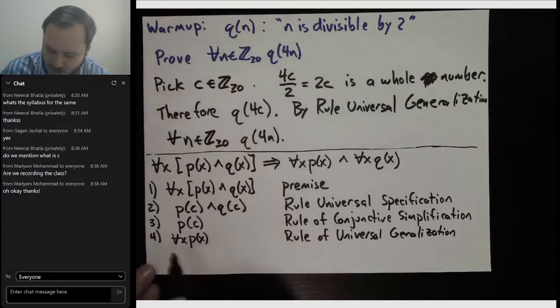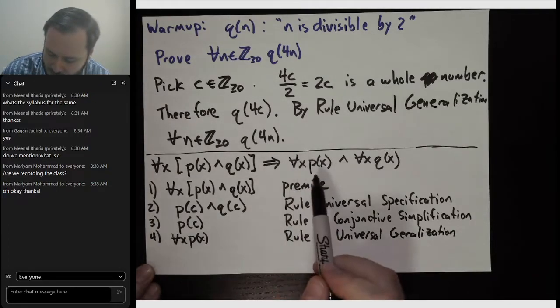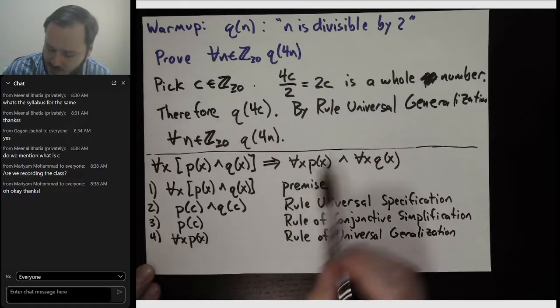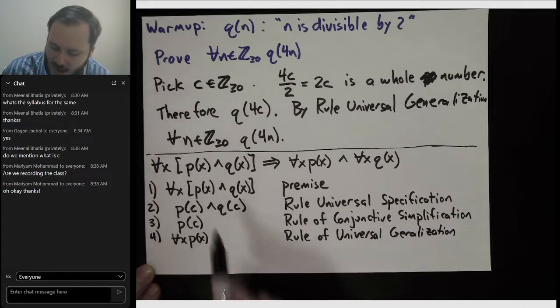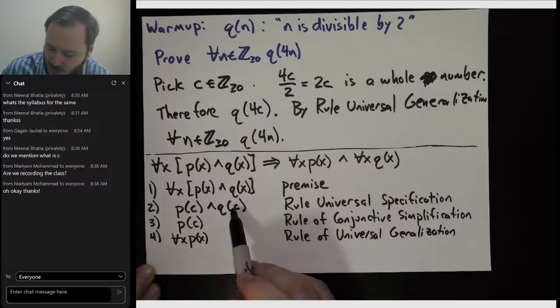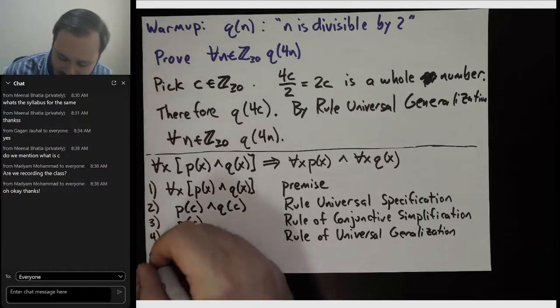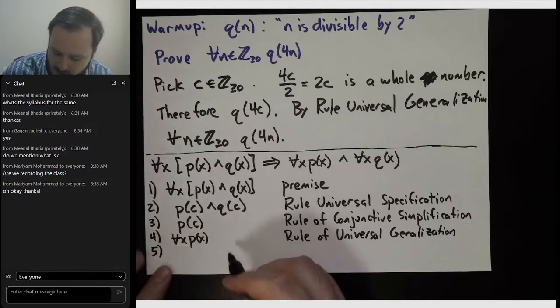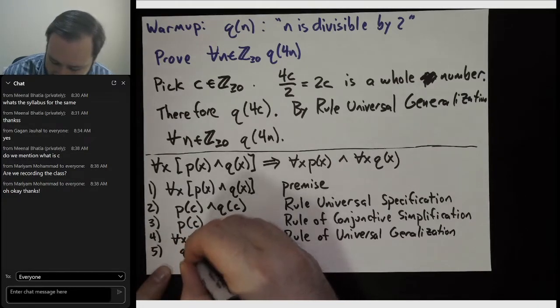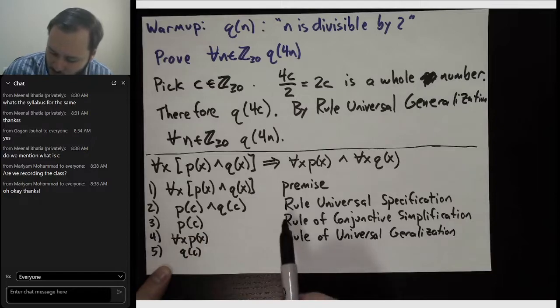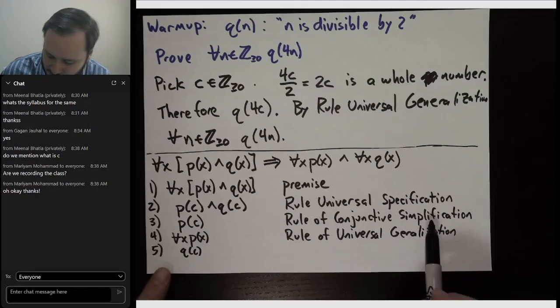Okay, so now I have half of what I want up here. I've gotten for all x P of x, that's good. Now I want to do the same thing to get for all x Q of x. So that's going to be 2 steps again. First, from line 2, I can again use the rule of conjunctive simplification.